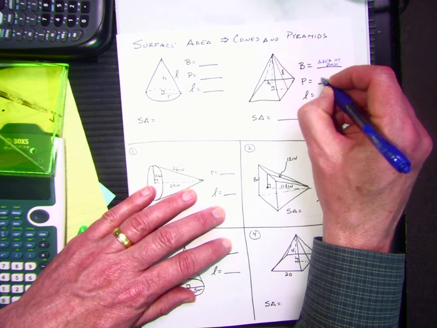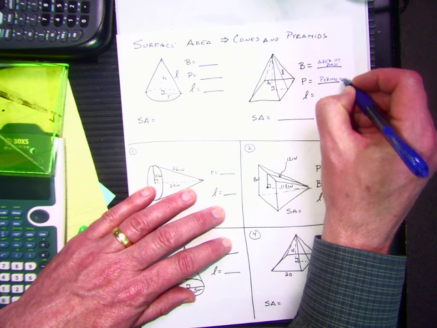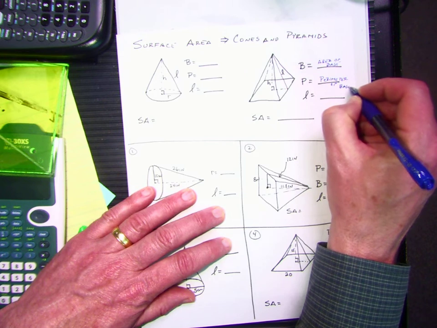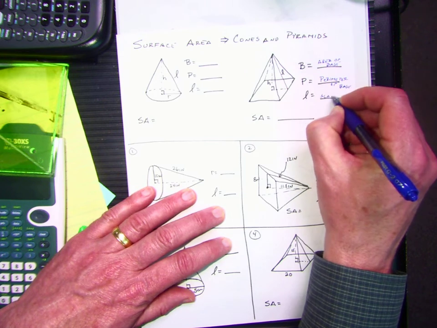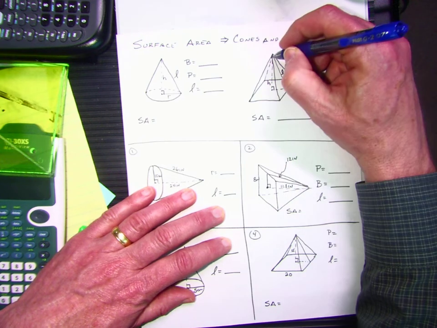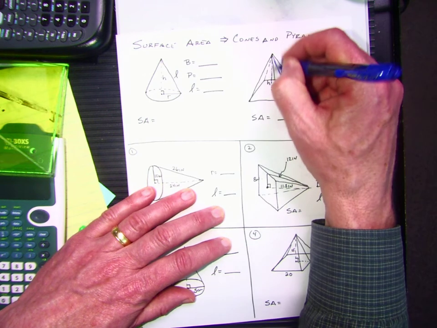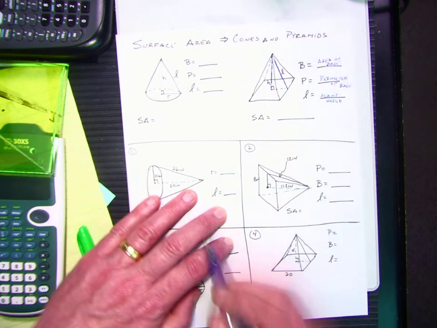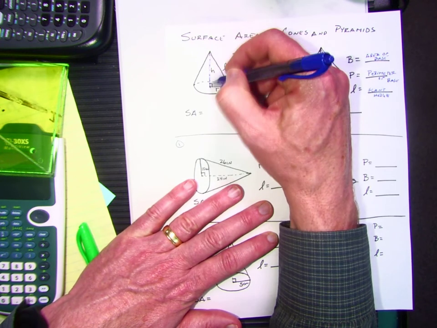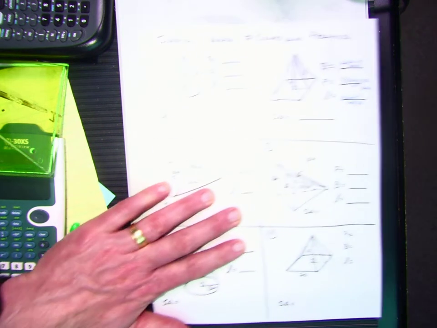P is the perimeter of the base. And L is our slant height, which, if you look, is the one that's on the outside. This is the height of the cone, or the cylinder. Same thing over here. It's the height of the cone over here, and the slant height's on the outside. So both of them are very similar.